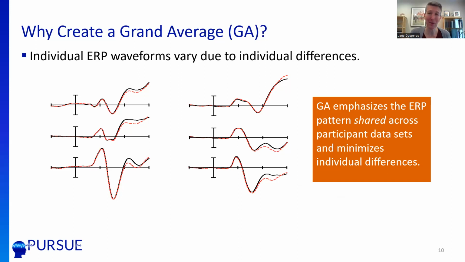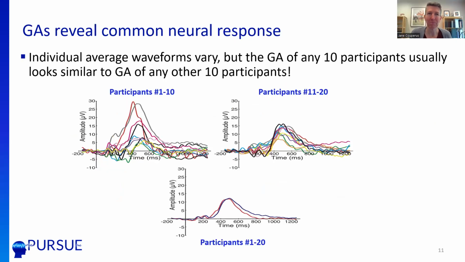So we'll often be looking at this grand average waveform to see, are there actually differences between our waveforms? Why do we create them? Well, first of all, our individual ERP waveforms vary quite a bit just due to individual differences. So a grand average waveform is doing the same thing that an individual average is doing. It's reducing some things and increasing others. In this case, it's emphasizing the patterns that are shared across participant data sets, and it's minimizing the individual differences, where the individual average is getting rid of the noise. Here we're getting rid of the individual differences, not necessarily getting rid of, but at least reducing.